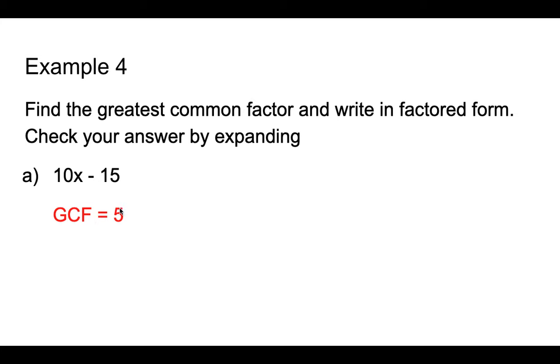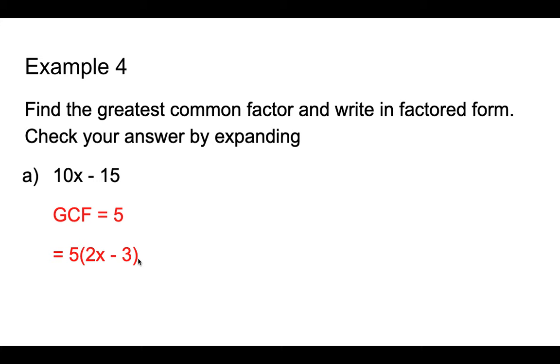So what you're going to do is you're going to divide each term by your greatest common factor. And you're going to show that by writing the greatest common factor out front. You're going to put a bracket and then divide each of these terms by 5 and write the results inside brackets. So 10x divided by 5, 10 divided by 5 is 2, and then your x is left over, so 2x. And then negative 15 divided by 5 is negative 3.